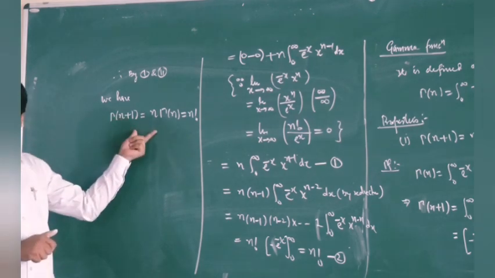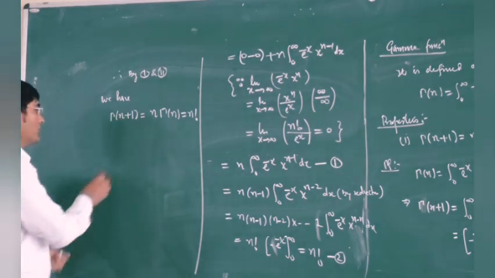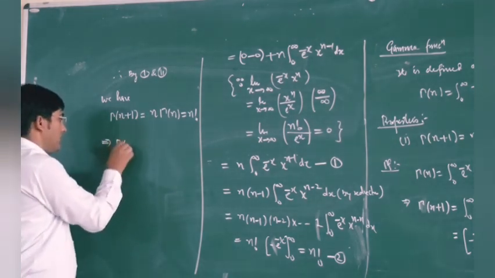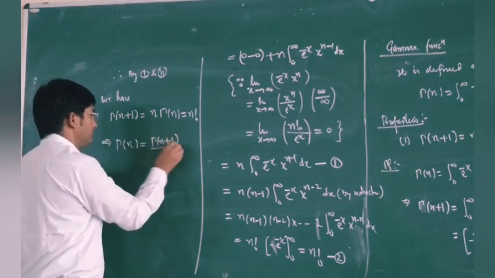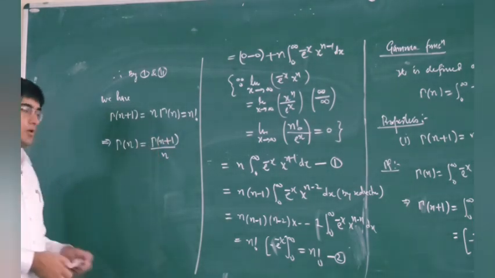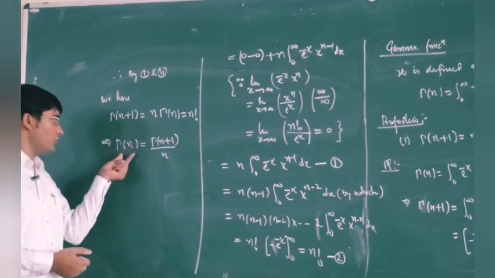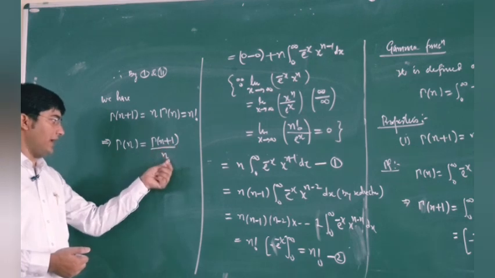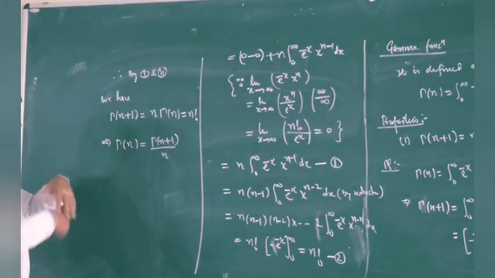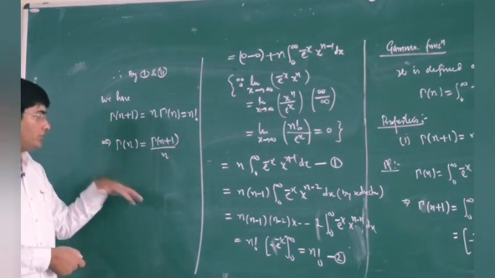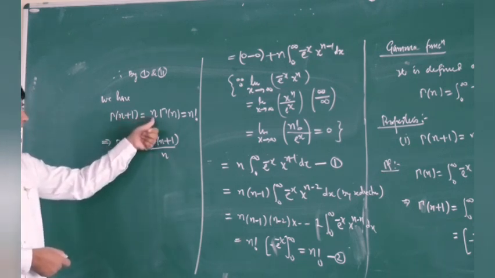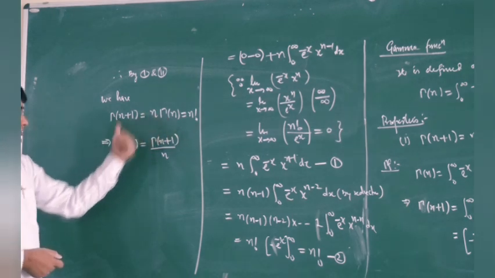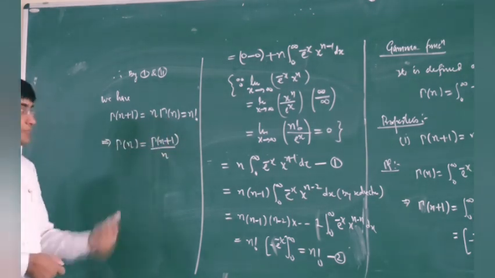Now what about the negative numbers? We can also write gamma n as gamma n plus 1 upon n. We can write the value of gamma n as gamma n plus 1 upon n. And if you further apply the reduction a second time, then gamma n plus 1 will be n plus 1 into gamma n plus 1. So we can have the value of gamma n plus 1 as well.